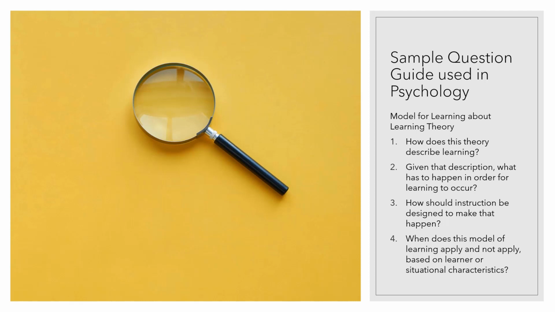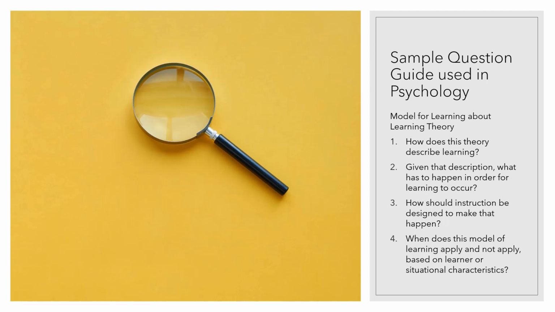Number two, given the description that they have given to you in number one, what has to happen in order for learning to occur? Again, this question stem can be applicable to almost any theory in psychology in that they all are about learning, either learning about the behavior or learning about the function or learning about the way that our brain works as it relates to learning. So these questions are applicable to any theory that we have in psychology.